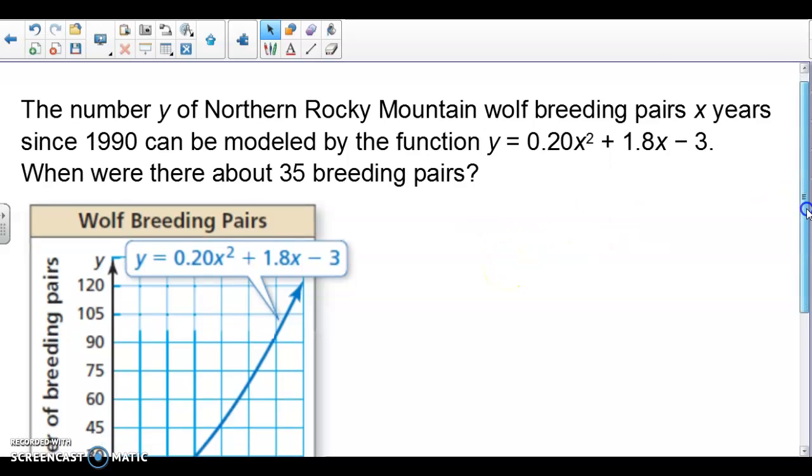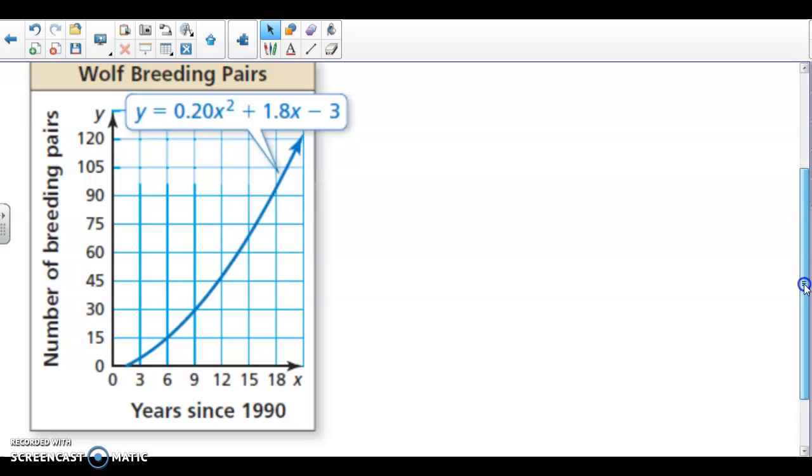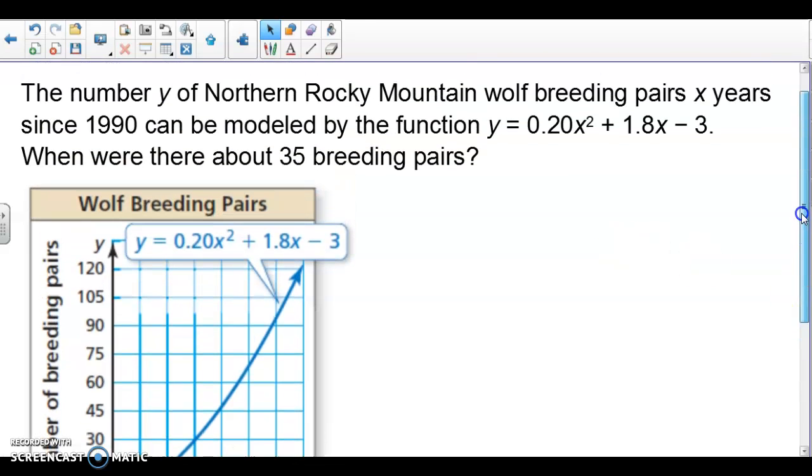If we look at the graph here, 35 would be somewhere in this area, but it's kind of hard to tell exactly from the graph since 1990 is down at the bottom. So it looks like we're going to have to use the equation. The 35 breeding pairs would be a y value, so we're going to put the 35 in for y.